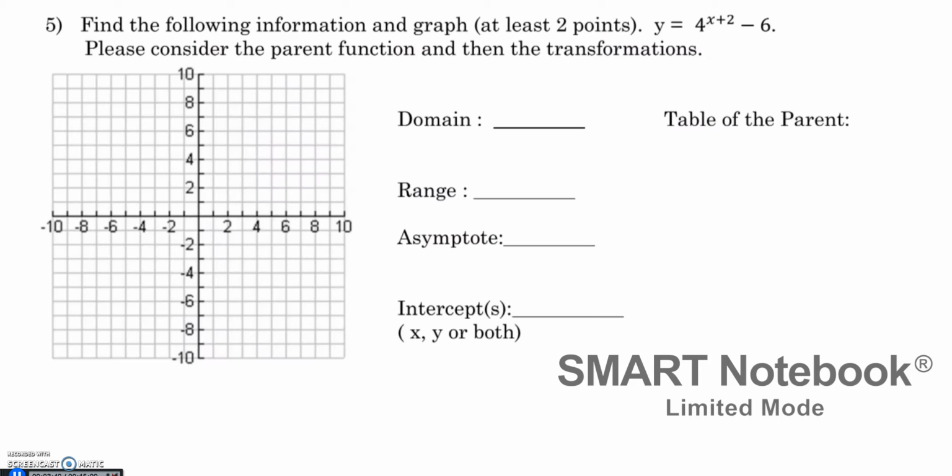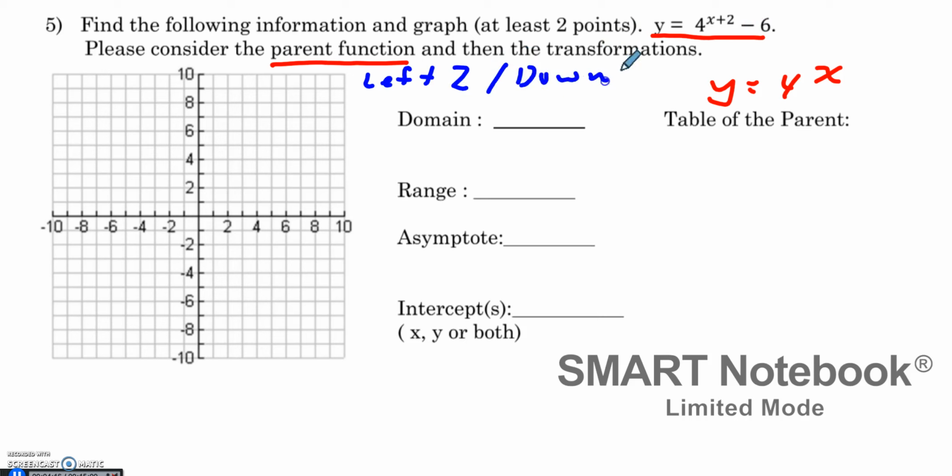Number 5, find the following information and graph this exponential equation. Y equals 4 to the x plus 2 minus 6. Please consider the parent function first and then the transformations. And so the parent function, or the most basic function here without any movement at all, is just y equals 4 to the x. The movement we're going to be dealing with, though, is if we see x plus 2, that really means eventually I'm moving to the left 2, and the minus 6 means I am moving down 6.